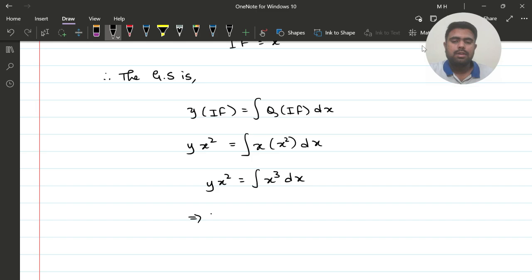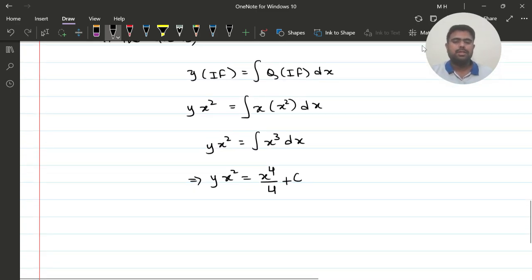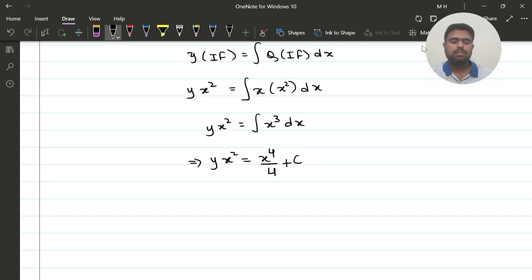This will give us y into x square is equal to x cube, the integral would be x raised to 4 by 4 plus c. So this is the general solution. If you want to further simplify it, I will write this as c1. This would give me 4yx square equal to x raised to 4 plus 4c1. I will write it as c, where c is equal to 4c1.